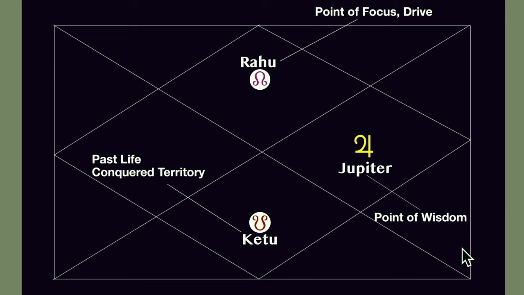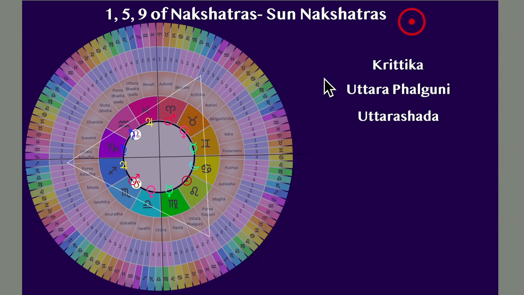Now let's get into the nakshatras. Now let's discuss the Sun nakshatras, the 1-5-9 code of the Sun nakshatras, which are these: Krittika, Uttaraphalguni and Uttarashada, as marked by the white triangle over there. We're going to be rotating this triangle all around the clock. So wherever your Rahu, Ketu or Jupiter sits in this axis, you need to get some lessons from these. You need to implement some wisdom you have and drive you have from these. Ketu being past life wisdom, Rahu being your current drive in this lifetime, and Jupiter which brings in the wisdom.